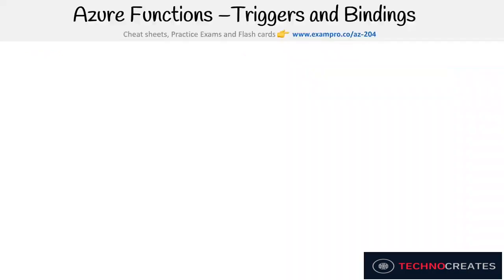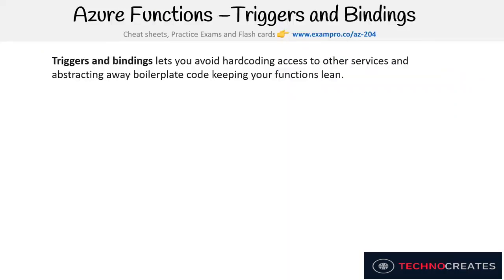All right, let's take a look at triggers and bindings for Azure Functions. We talked about them before, but let's give them a little bit more attention. Triggers and bindings let you avoid hard coding access to other services and abstract away boilerplate code, keeping your functions lean. Because the idea is that you won't have to add that code into your functions.